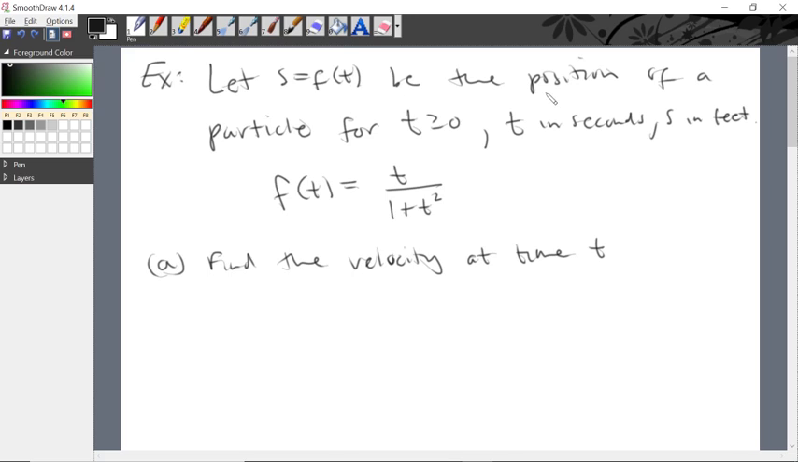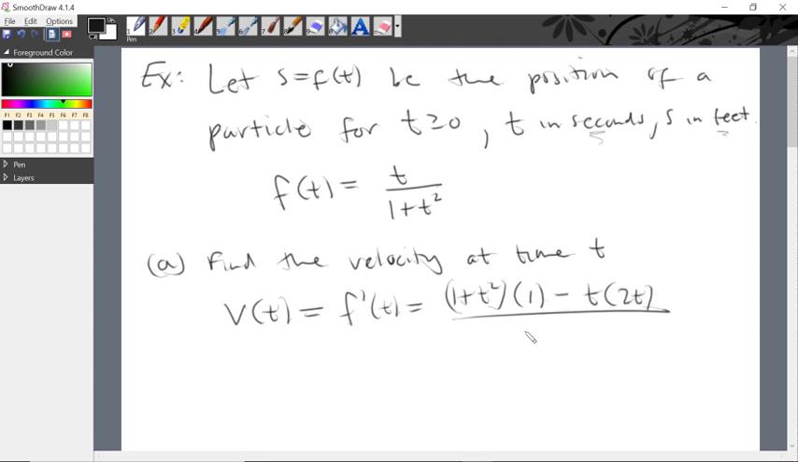Since we are given a position function, the output is in feet, the input is in seconds, we can find the velocity function v of t, which would give us units in feet per second, by taking the derivative of our position function. So v of t is equal to f prime of t. Let's use the quotient rule here. So we get low times the derivative of the high minus the high times the derivative of the low over the low squared. Okay, so there is a velocity function.